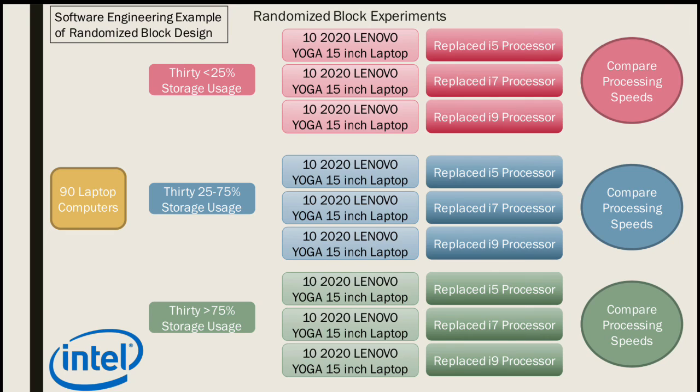Now, instead of just taking a 90 laptop sample and dividing them into three sets of 30, you have now narrowed down the different factors to have 9 sets of 10, and are then able to finally compare the results and conclude which processor technology performs best under each storage percentage.